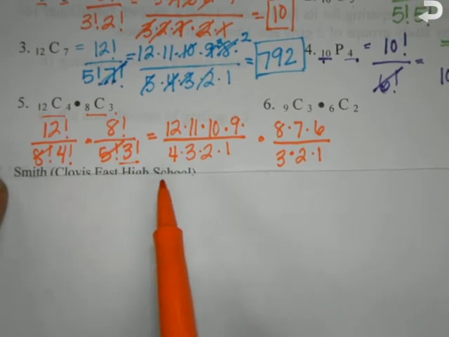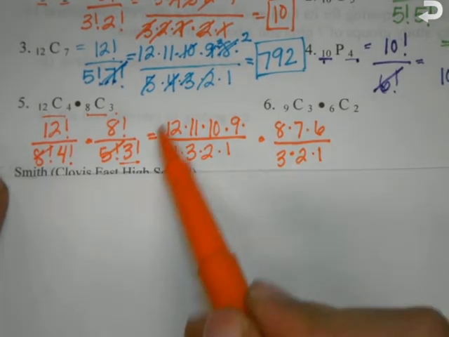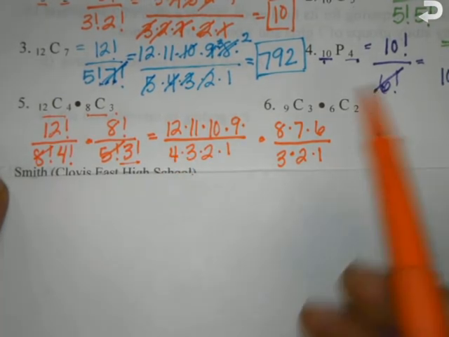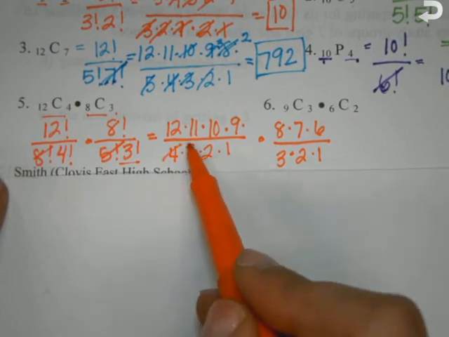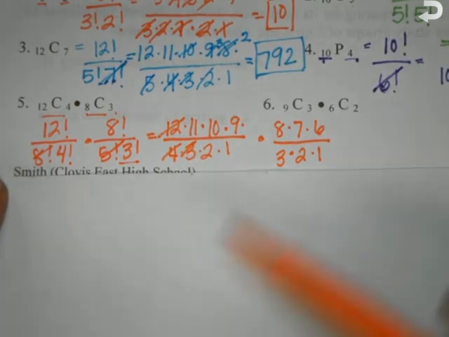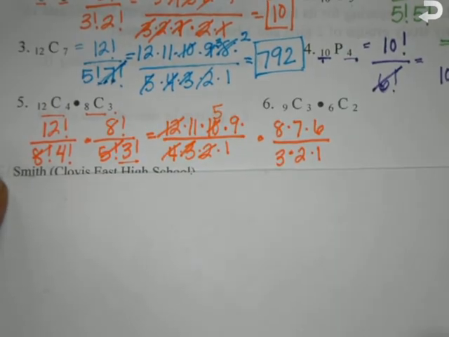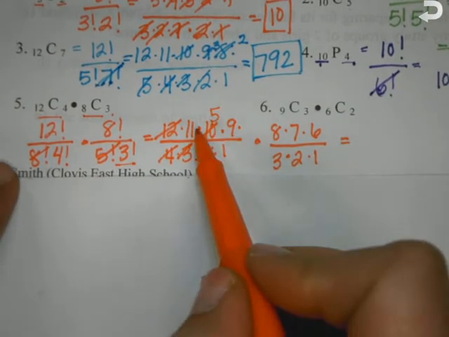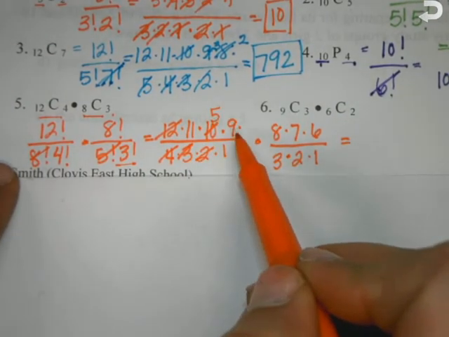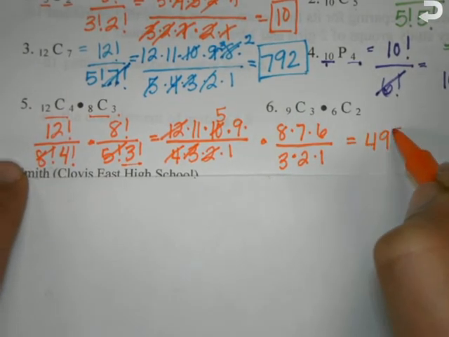Looking at the first combination, what cancels there? 4 and 3. 4 and 3 make 12. And then the 2 and the 2 goes into 10 how many times? 5. So that gives me 11 times 5 times 9, which would be 495, times, okay, how does this reduce at all?